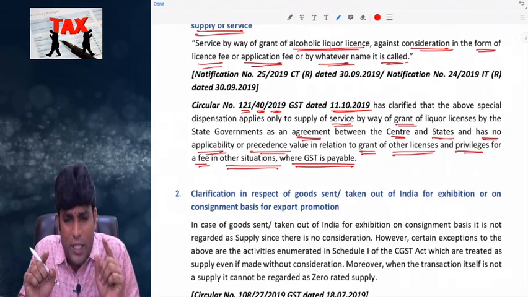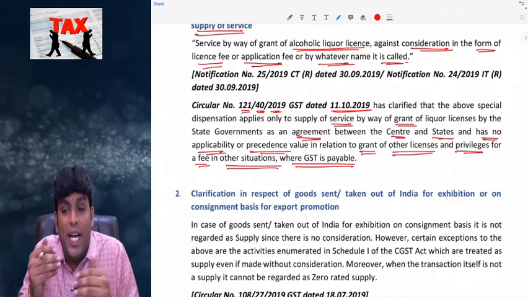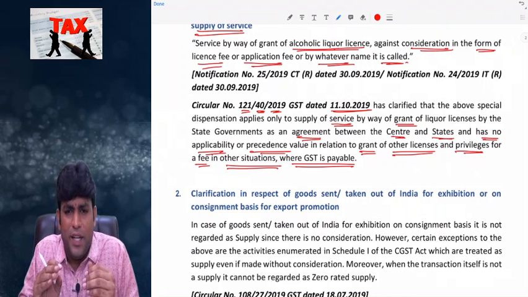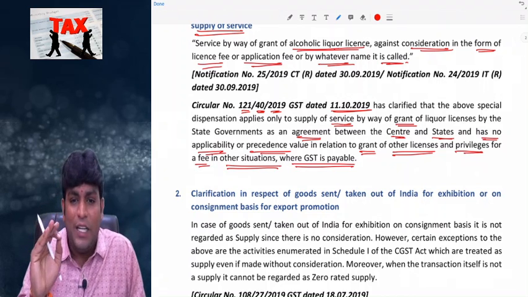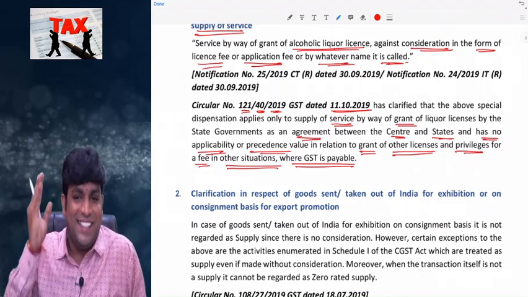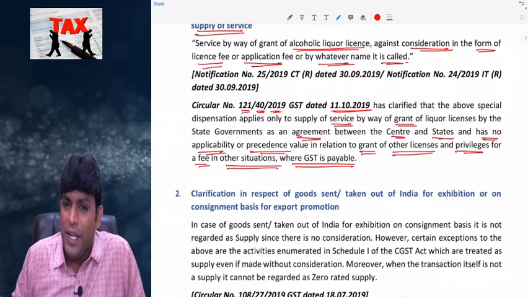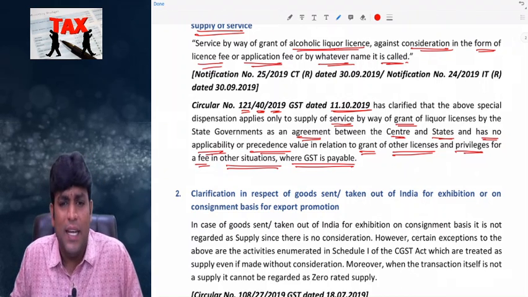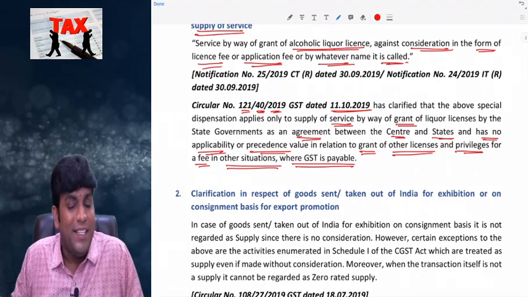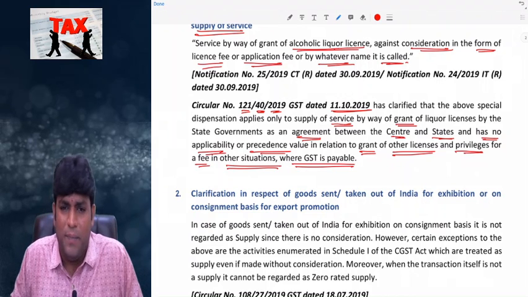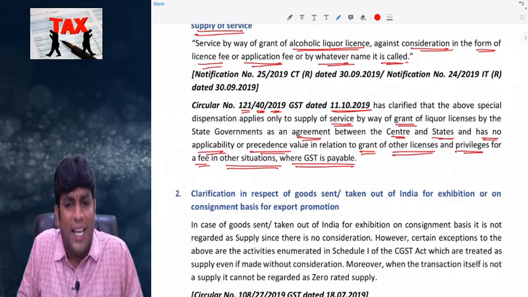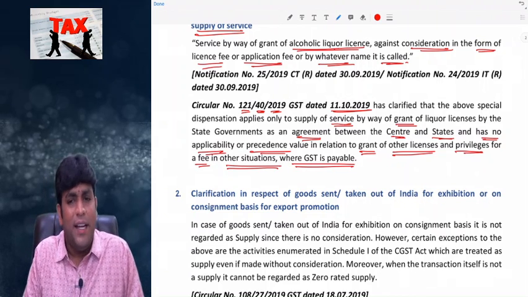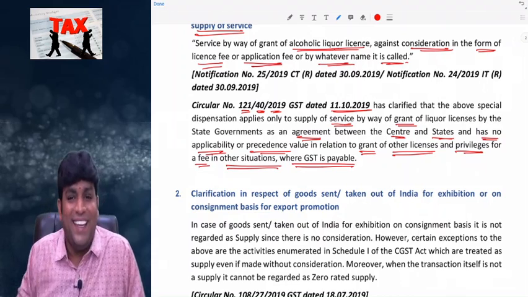This concept of not taxable or exemption, or neither regarded as supply of goods nor regarded as supply of service, will apply only and only to service by way of grant of alcoholic liquor license. I repeat one more time. If it is not an alcoholic liquor license but some other license, then definitely GST will apply. The only case where it is neither regarded as supply of goods nor regarded as supply of service is service by way of grant of alcoholic liquor license. If it is any other license, then definitely GST will apply.